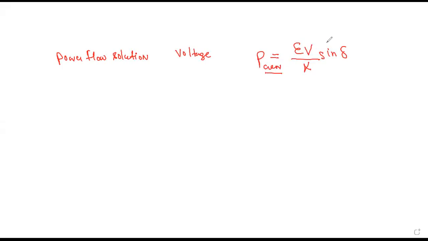Now it came clear. Yeah, so if you look at the screen over here, we have a certain concept called power flow solution. What we need, what are the things that are involved? One is your voltage. If you look at your power equation, it would be EV by X into sine delta. That is the power that is produced inside the generator.